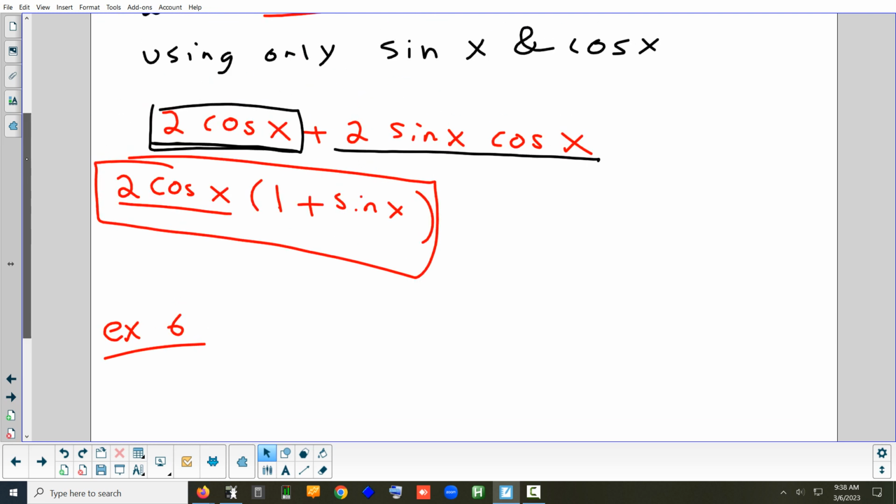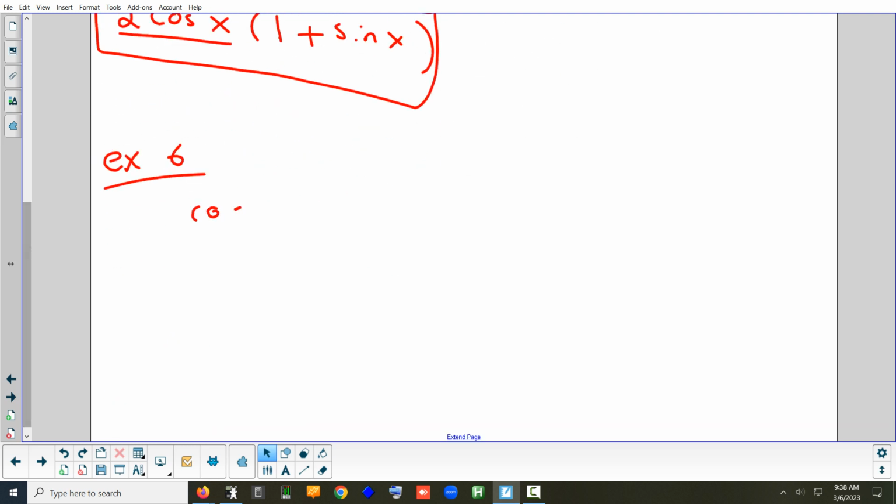Let's do cosine 2x minus sine x, same directions. Is there any part of that that is okay and we don't need to change? Yeah, the sine x is fine. So let's leave that. How about cosine 2x? How could I rewrite that so it doesn't have a 2? Yeah? Cosine x plus x.